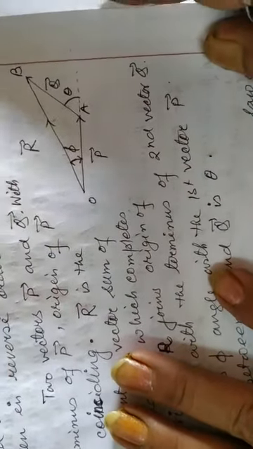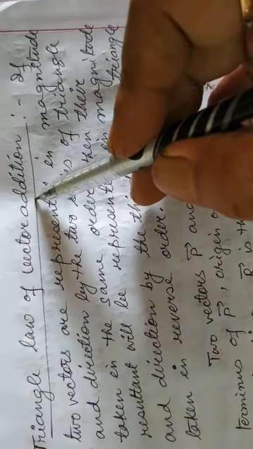Now, there are two laws of vector addition. One is the triangle law of vector addition. Another is the parallelogram law of vector addition. Now, when will it be said that two vectors follow the triangle law? What is the triangle law of vector addition?